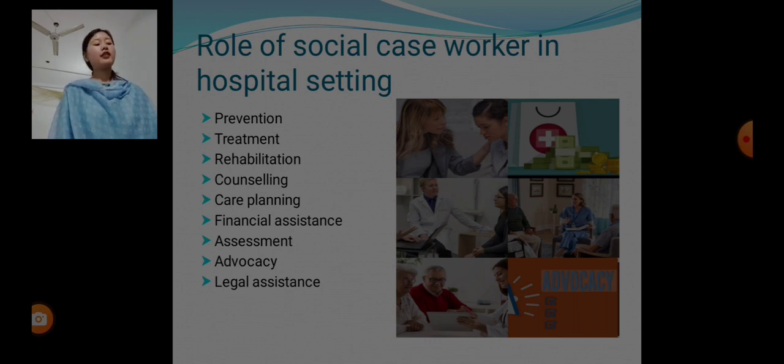Care planning. Families and patients do not know where to turn to get medical care. A medical social worker assists the patients and families in finding and arranging services such as in-home care, nursing home, and counseling. Financial assistance. Acute and chronic illnesses are expensive.